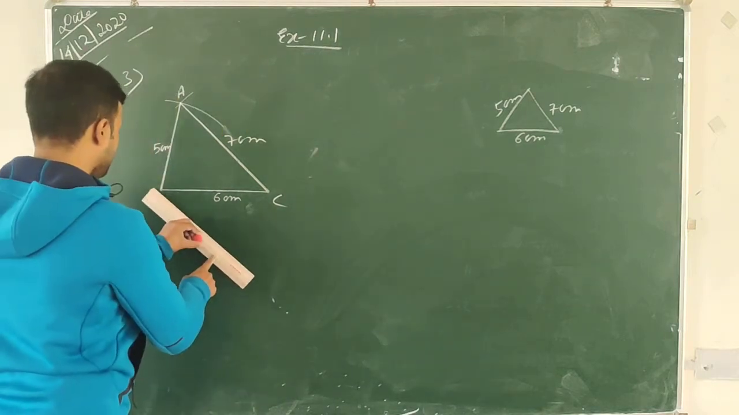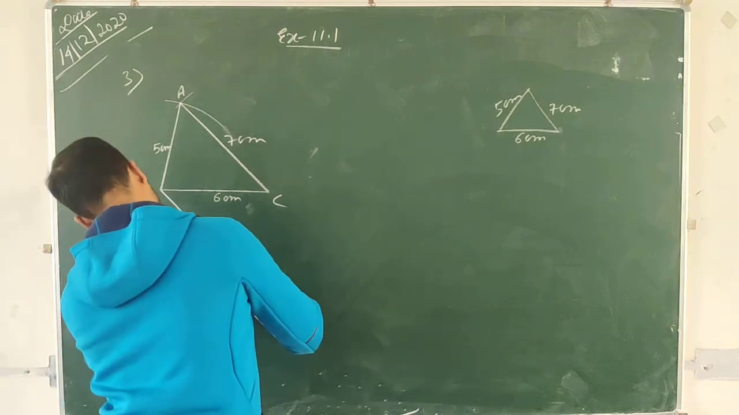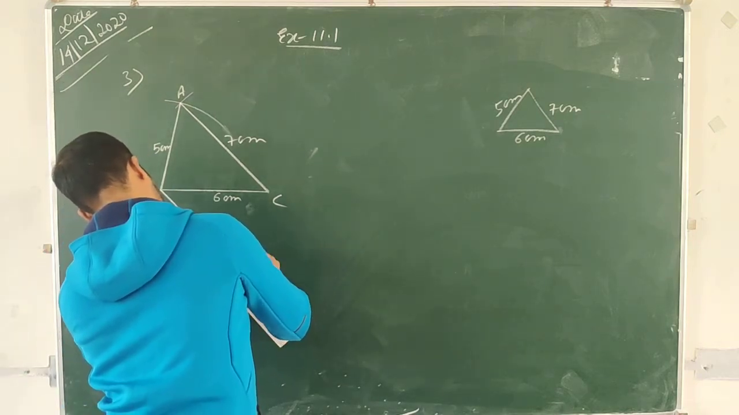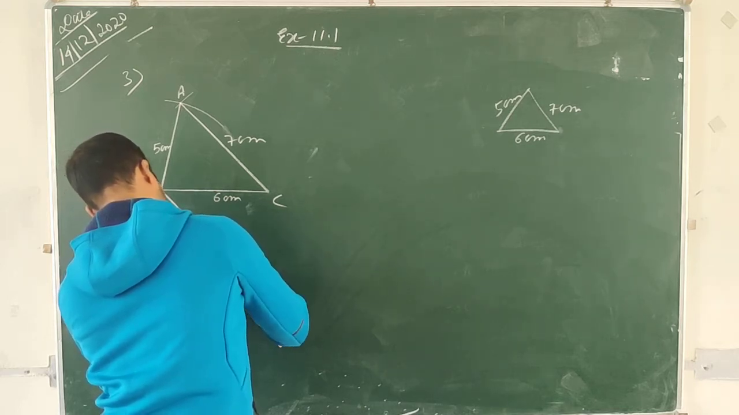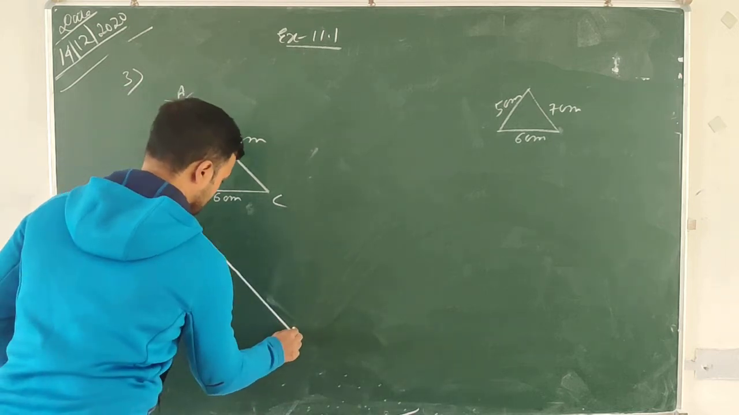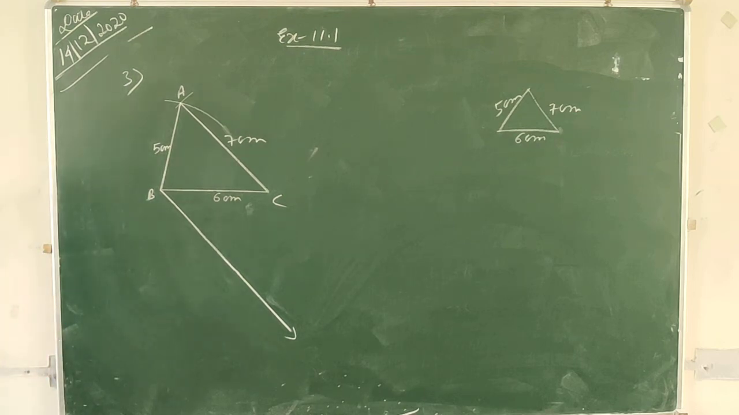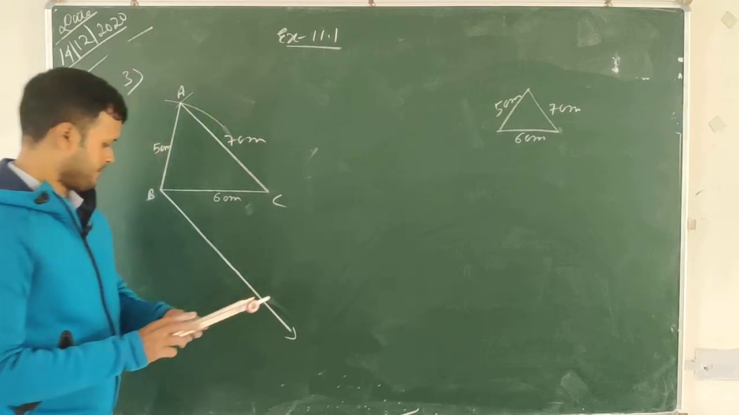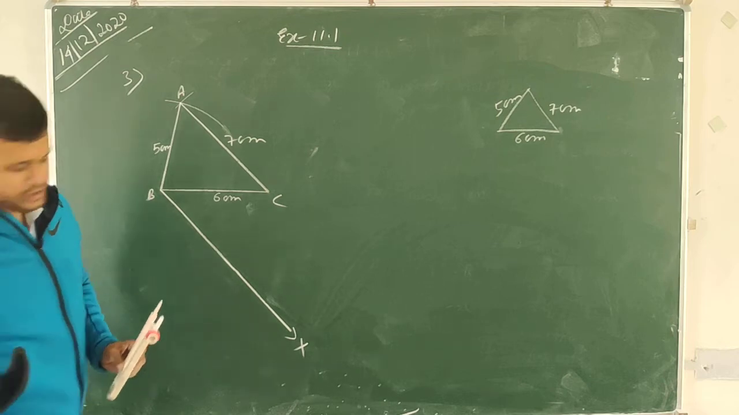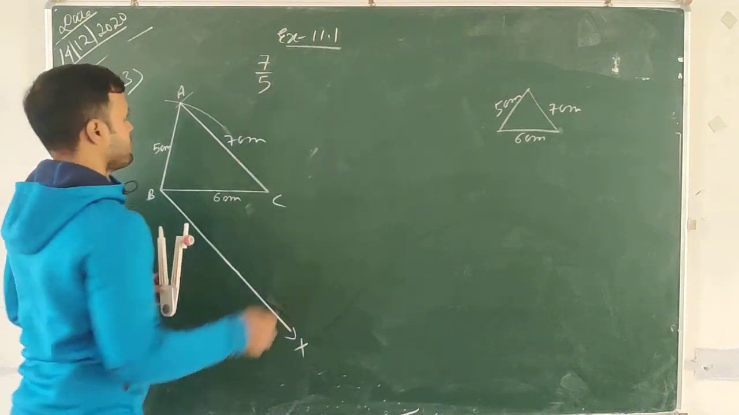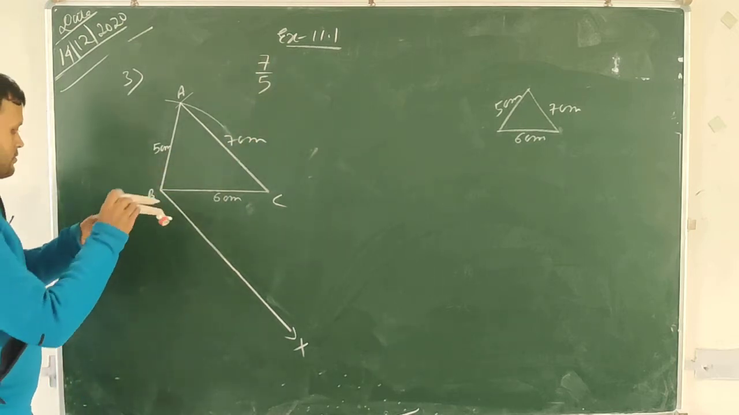Okay. Now draw an acute angle. Any suitable radius we will take, and the ratio is 7 by 5. Okay, students, just like the last one, 7 by 5. So which is the bigger number, 7 or 5? 7. So draw 7 arcs. 7 arcs we will draw from the point B.